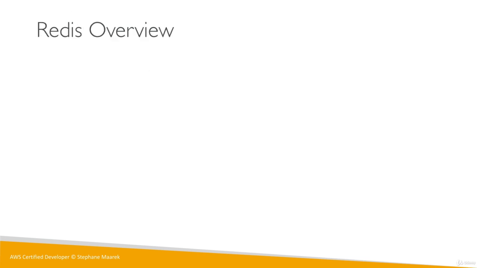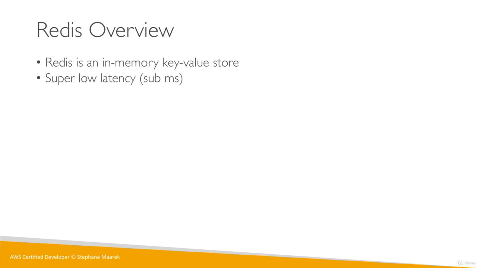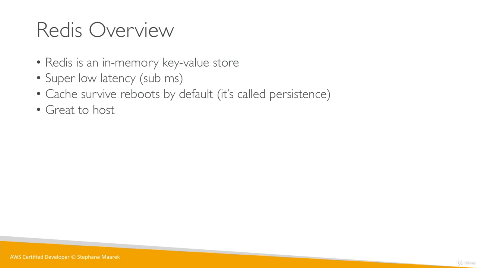So as I said, ElastiCache can be basically two technologies. It can be Redis or Memcached. And Redis is definitely going to be the most popular. It is an in-memory key value store, and it is super low latency. So we're talking sub-millisecond, so less than a millisecond latency. The cache can survive reboots by default. It's called persistence. So not only is it a cache, but if the cache reboots, you don't lose your data, and that's pretty amazing. It's great to host user sessions, as we've seen before.